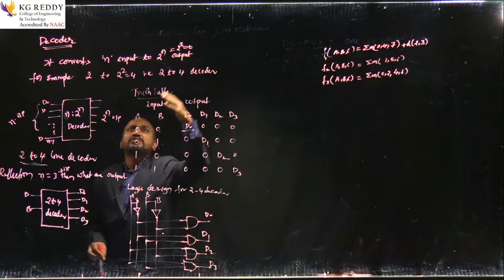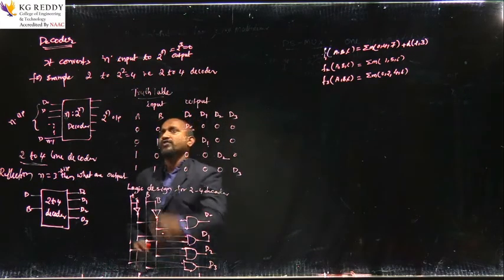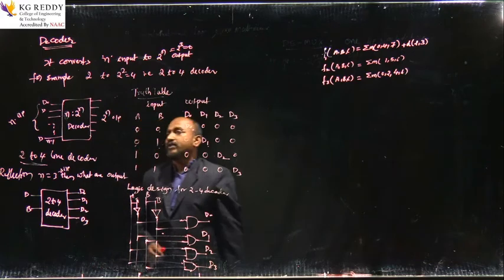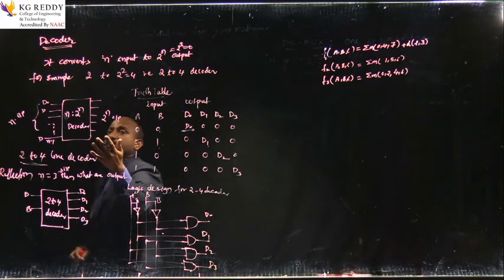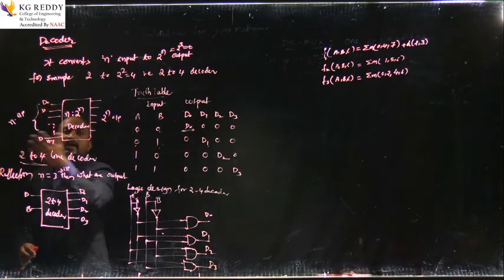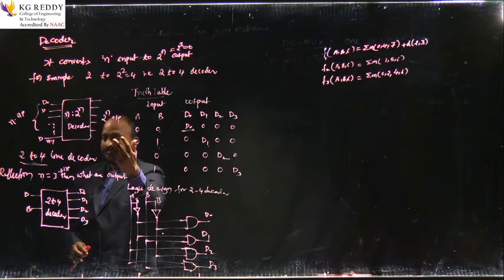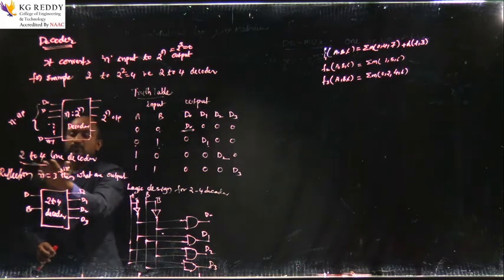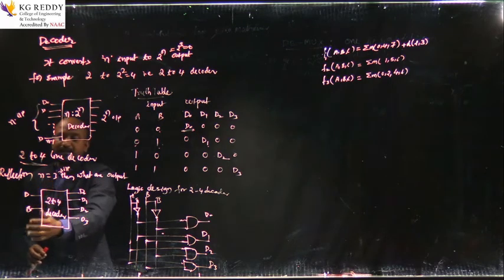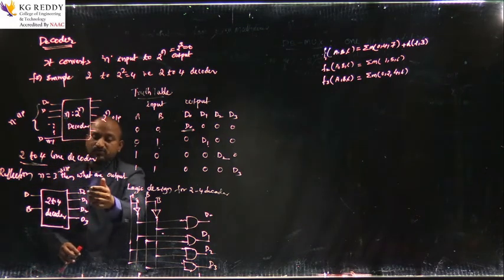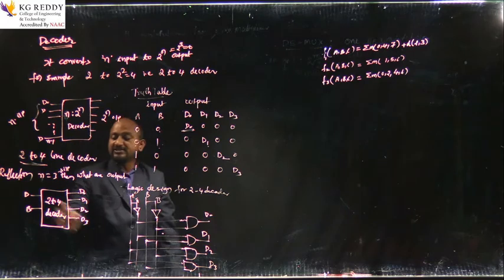Input to 2 power n number of output. For example, we have taken a 2 to 4 decoder. So, this is the block diagram for the decoder. It has the inputs. You can see the 2 to 4 line decoder, 2 inputs, A, B are the inputs. So, these 4 outputs are selected based on the A, B input.